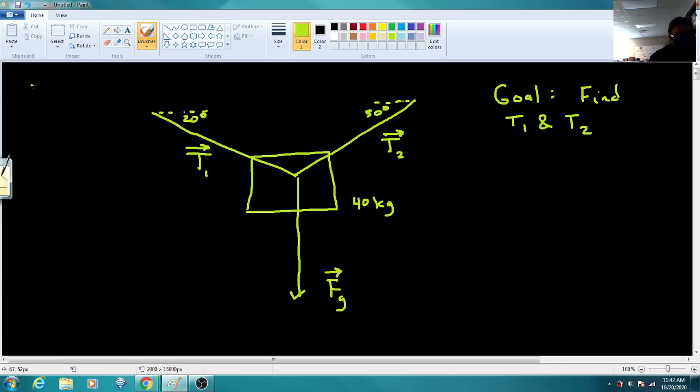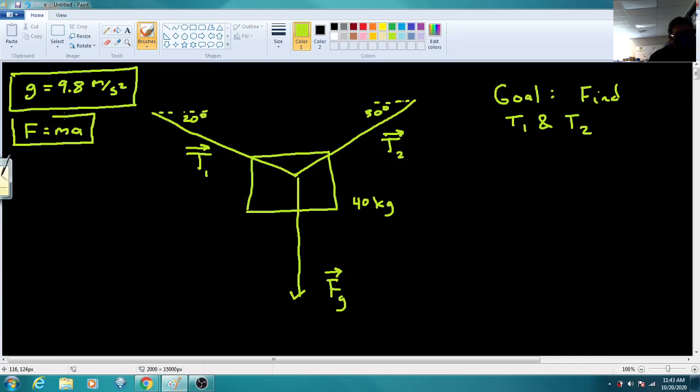A couple other things. We're going to use g equals 9.8 meters per second squared. This is acceleration due to gravity on Earth. So we're going to just keep that in mind, and we're going to use Newton's second law, which is F equals ma, for part of this as well. So the first thing I'm going to do to solve this is we're going to break all this stuff down.